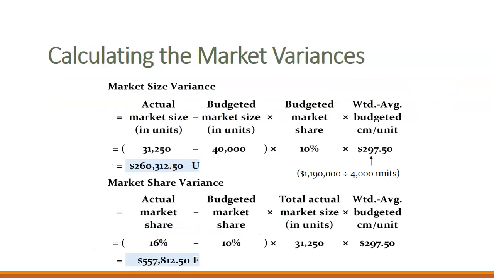What we actually result in, so we see we have a market size variance. So our market size was our actual in units of 31,250 units to the budgeted of 40,000 times our 10% budgeted market share times the weighted average contribution margin per unit. So we have an unfavorable market size variance. We do have a favorable market share variance. However, our budgeted market share was 10% and our actual market share ended up being 16%.